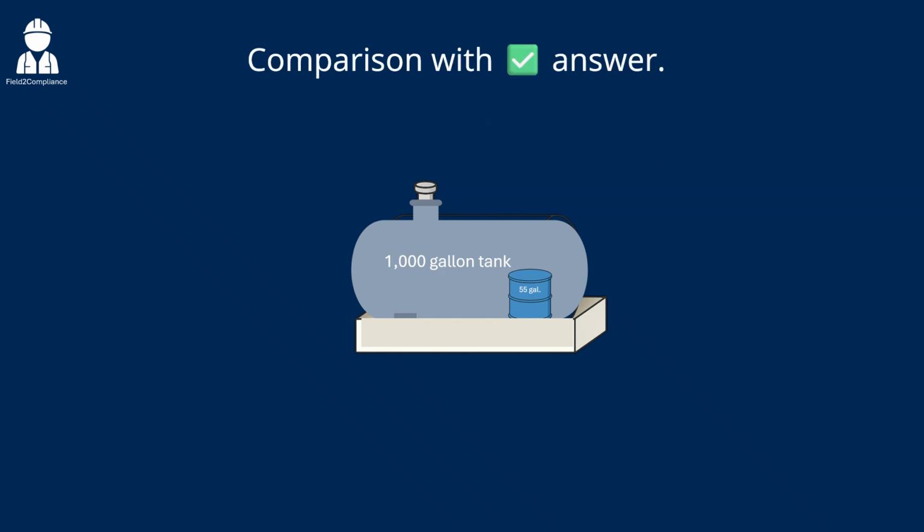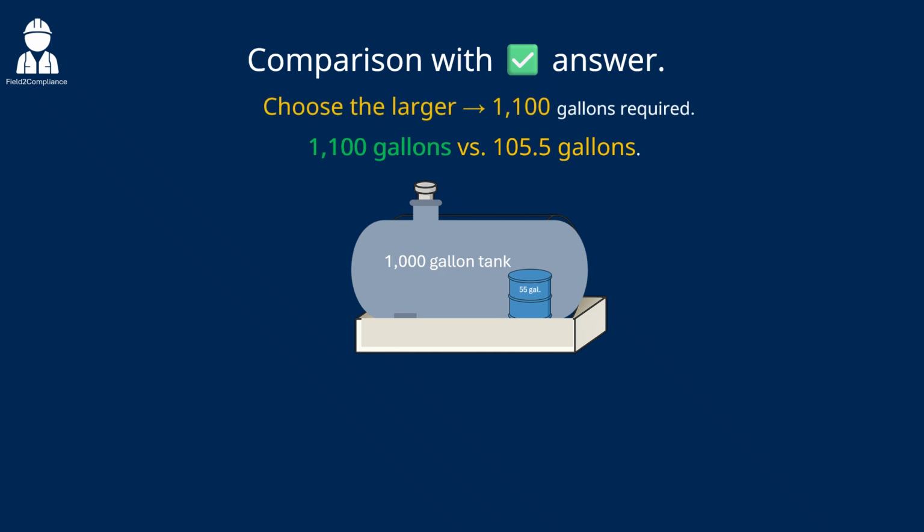Now let's compare our two results. The largest container rule gave us 1,100 gallons, while the total volume rule came out to just over 105 gallons. OSHA requires that we always choose the larger number. So in this case, our secondary containment must hold at least 1,100 gallons.